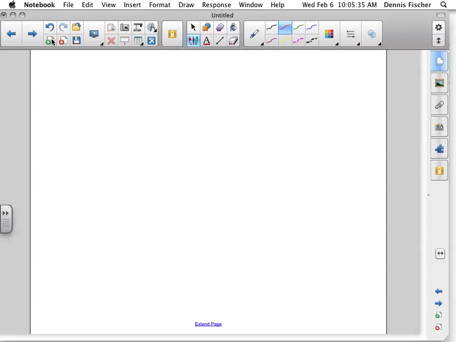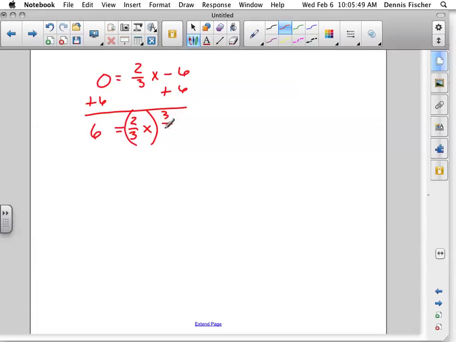So first of all, we're going to set this equation, 2/3 x minus 6, equal to 0. We're going to add 6 to both sides, since we're trying to find our x-intercept. So we got 2/3 x equals 6. We're going to multiply by 3/2 on both sides. So I'm going to get x is equal to 18 over 2, which is 9. 6 times 3 is 18, and 2 times 1 is 2, so 9. So my x-intercept is 9, 0.